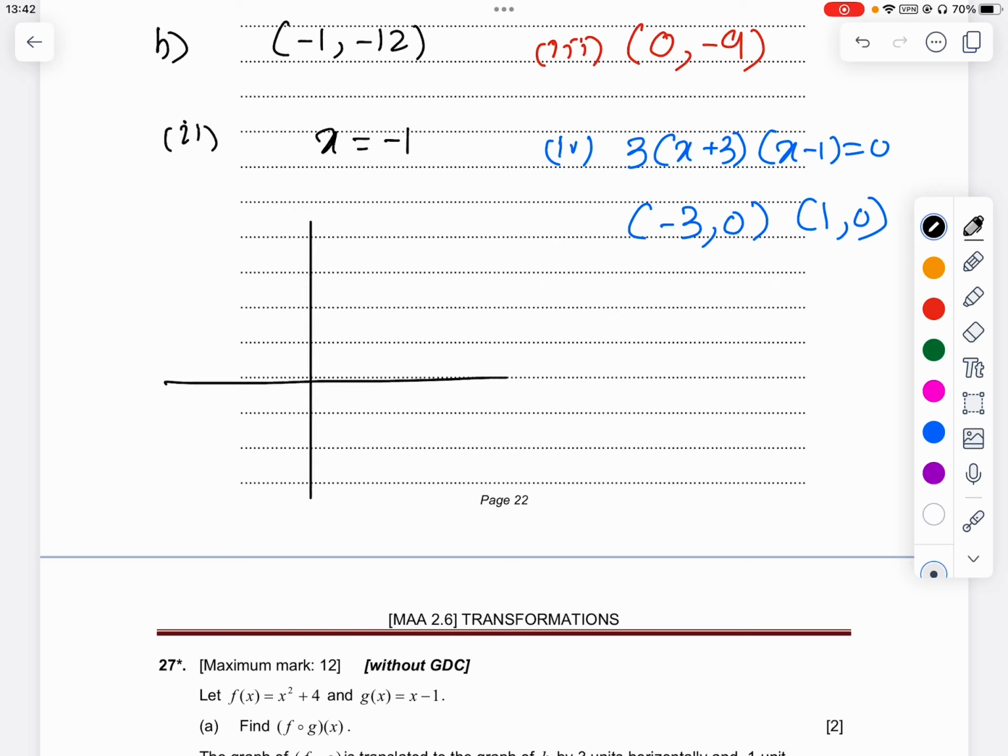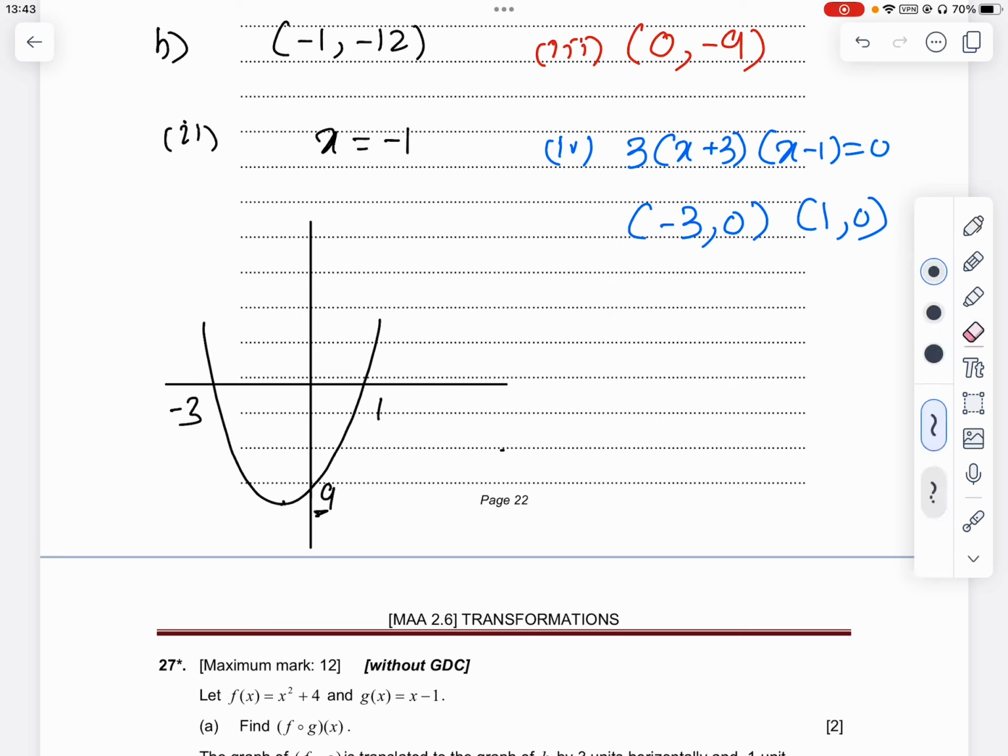So what will be the sketch of the graph? We know that x-intercepts are negative 3 and 1, and y-intercept is minus 9, and my minimum value is at minus 12. This is going to be the answer.